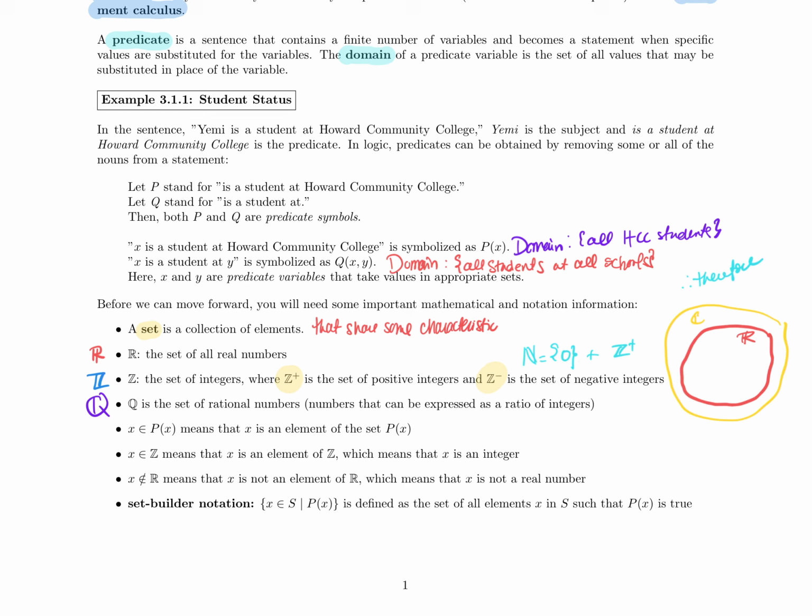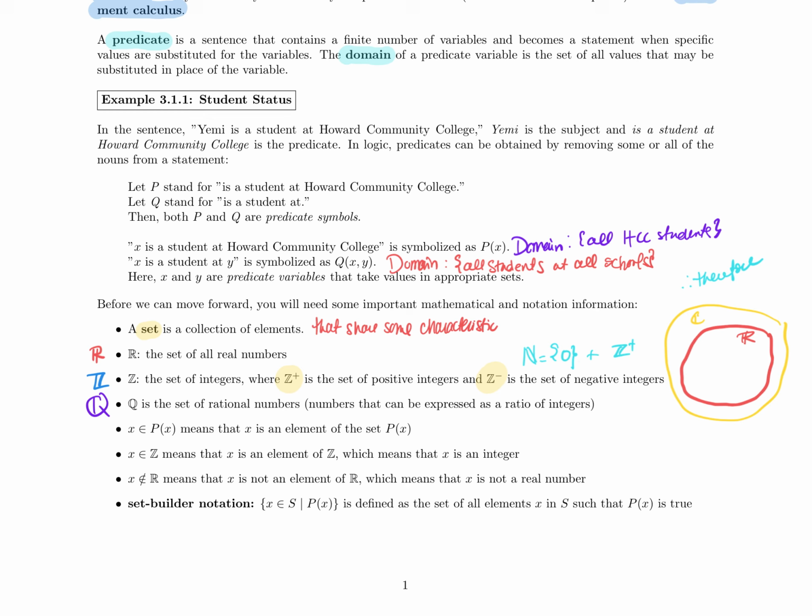The answer is yes. 2 divided by 1, right? Let's try -4. -4 can be written as -4 divided by 1, or even -8 divided by 2, right? Also rational numbers. So we find out that there's an infinite number of rational numbers between each integer, which means there are more rational numbers in theory than there are whole numbers or integers.